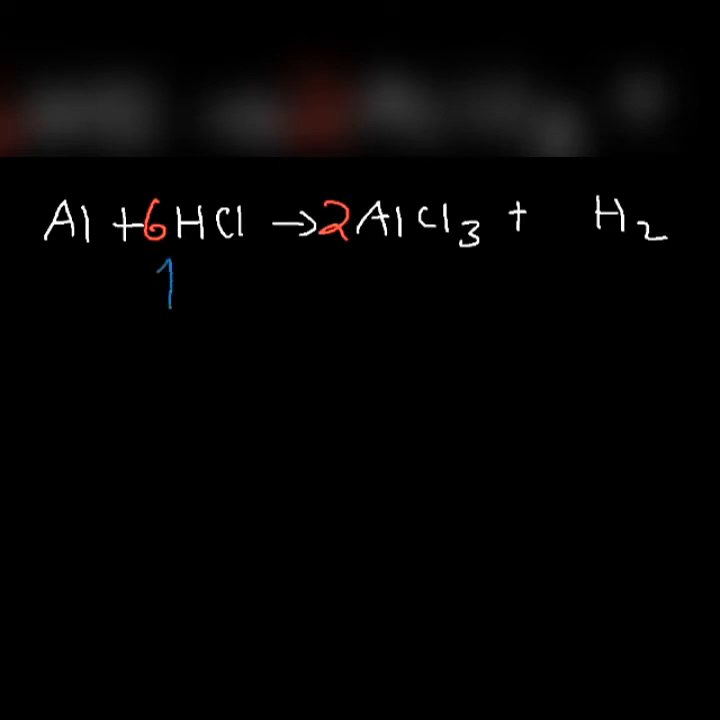Now we have 6 hydrogen atoms on the left, but only 2 on the right. So what number do we need in front of H2? 6 divided by 2 is 3. So we need to put a 3 in front of H2. So we have 6 hydrogen atoms on both sides. Now we have 2 aluminum atoms on the right side, but only 1 on the left side. So we need to put a 2 in front of Al. So now the reaction is balanced. This is the answer.